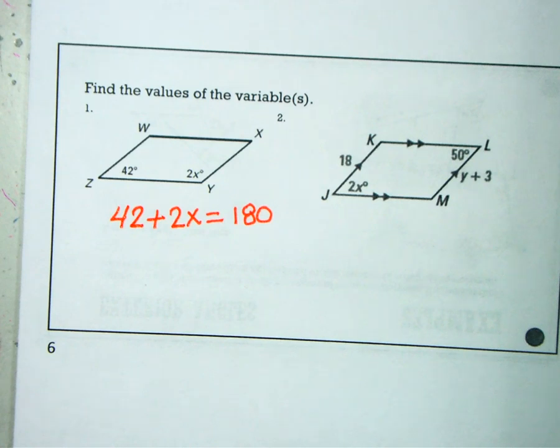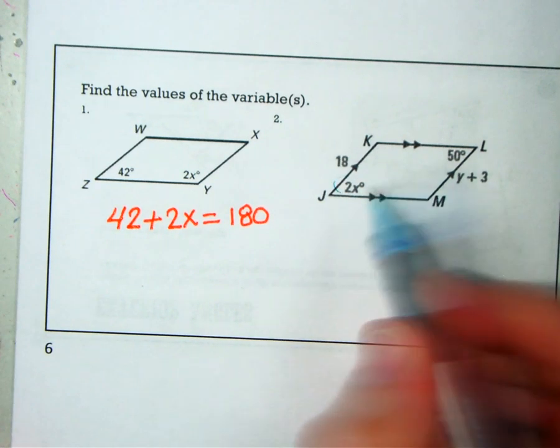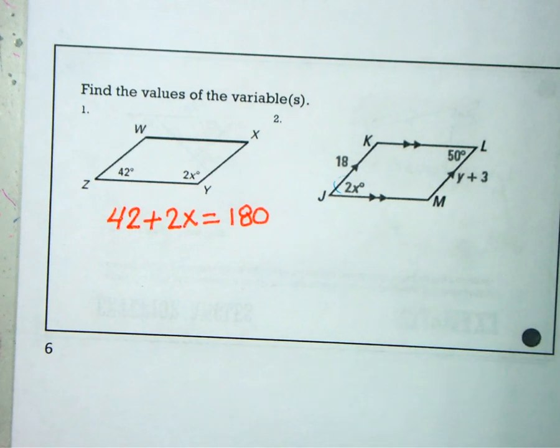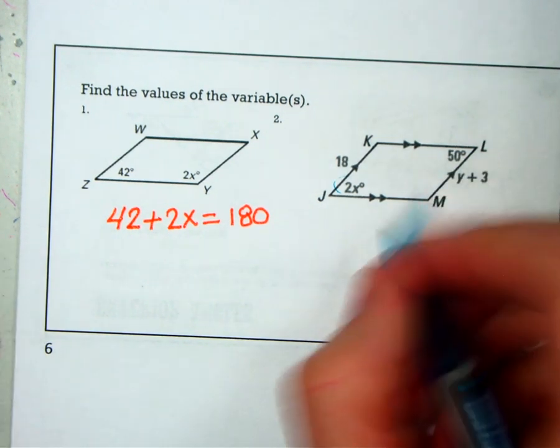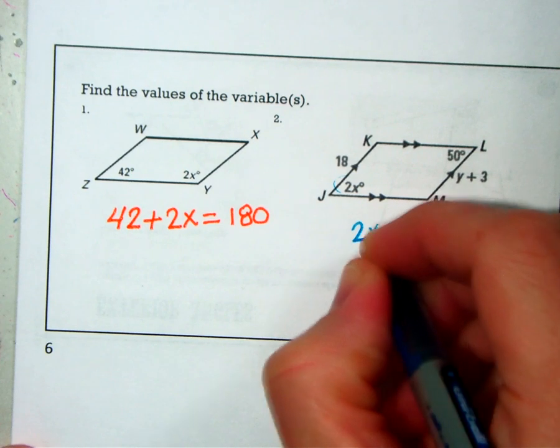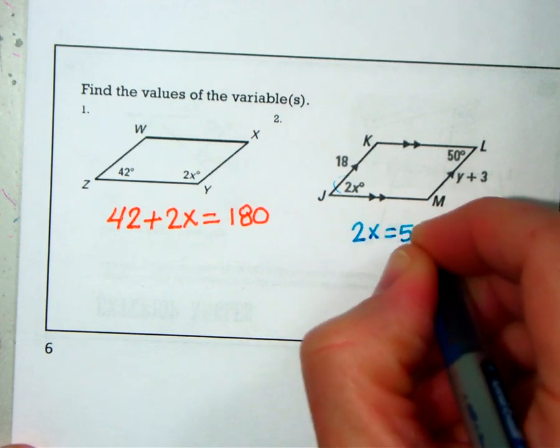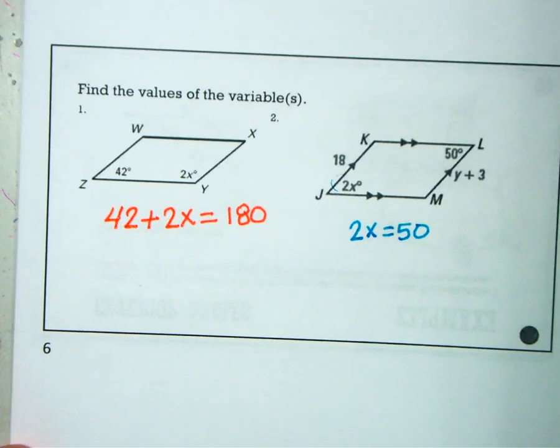So then here, I got another set of angles. I've got 2x and what is that number? 50. I've got 2x and 50. Are those equal or do they add to 180? So those are opposite, so they're equal to each other. So you would set them equal and you would solve.